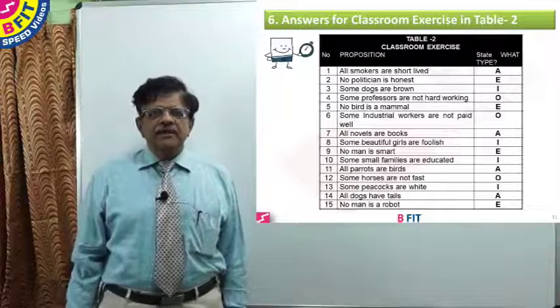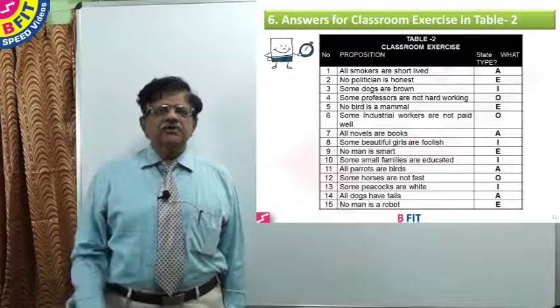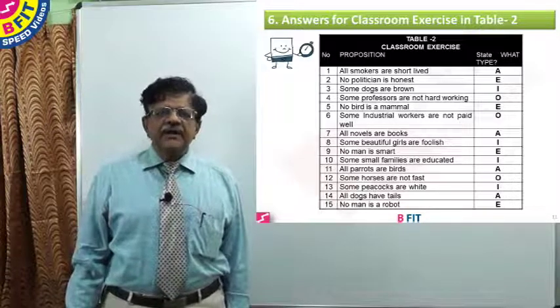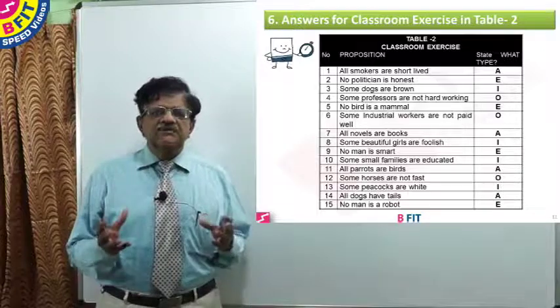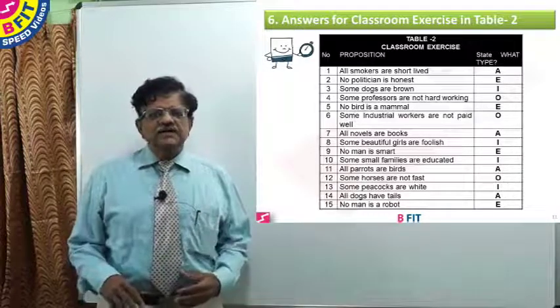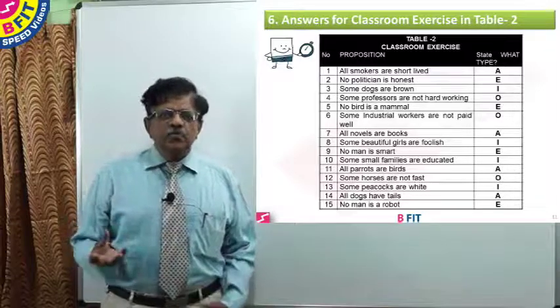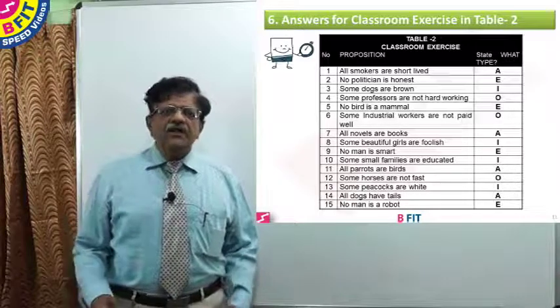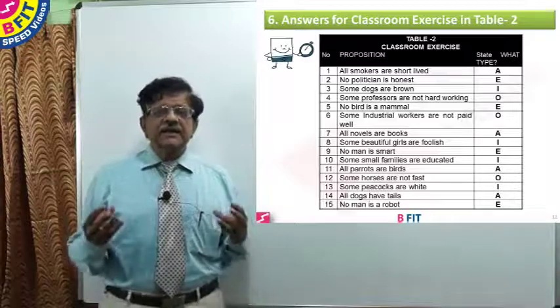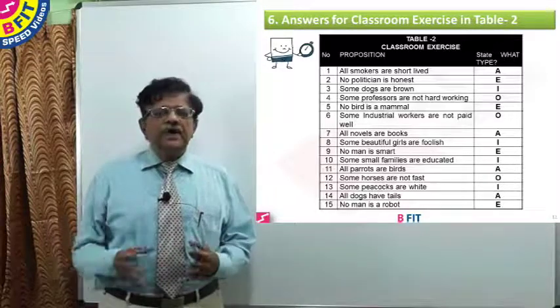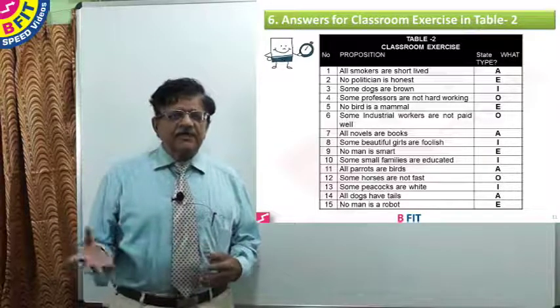No bird is a mammal. It is universal and negative, therefore it is E-type. Some industrial workers are not paid well. Some industrial workers, it does not represent the universe, and therefore it is particular, and not paid well, there is a negative word, therefore it is O-type statement. All novels are books. It represents the entire gamut of novels, entire class of novels, therefore it is universal, no negative, universal affirmative, and therefore A-type.